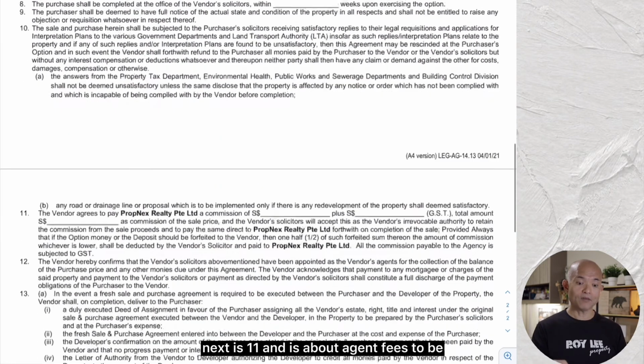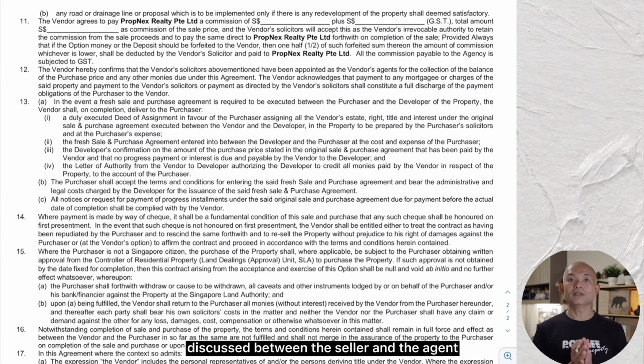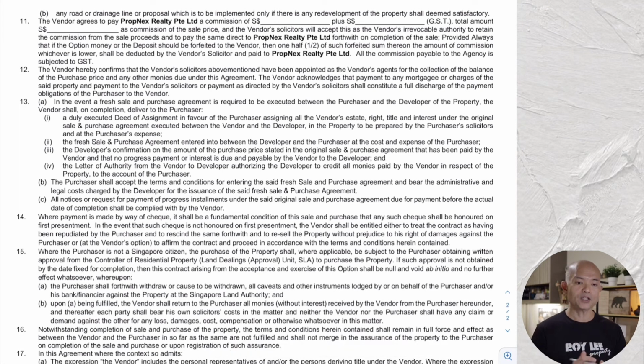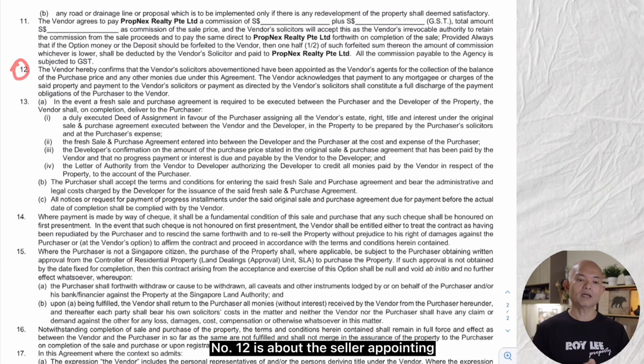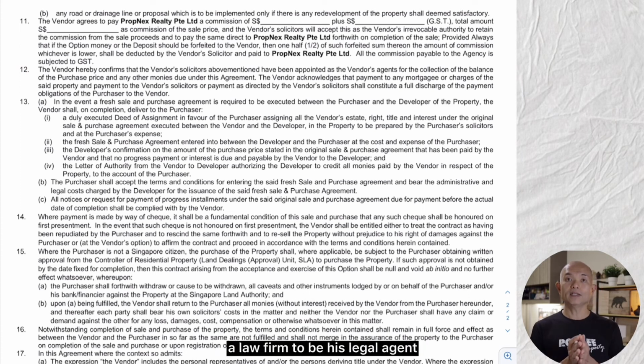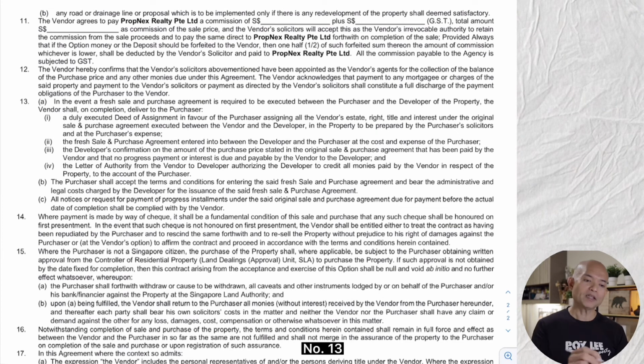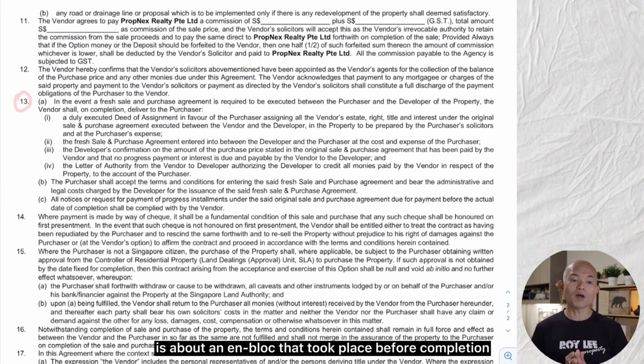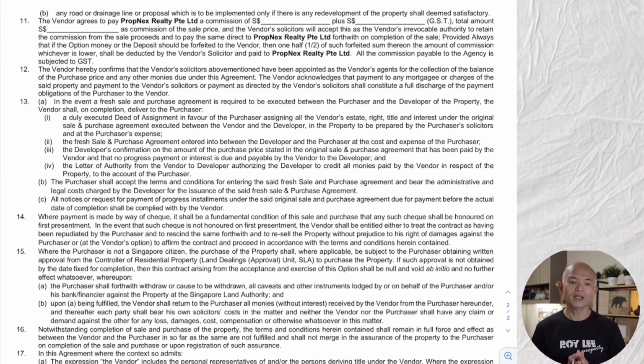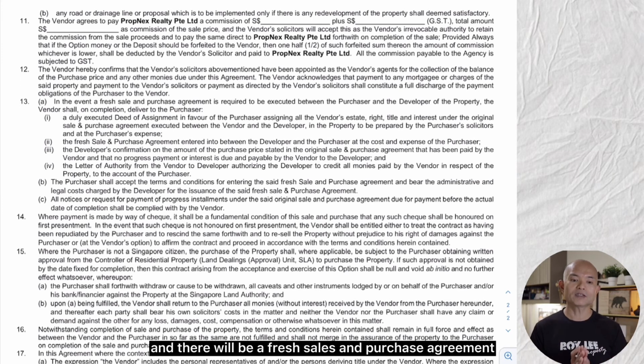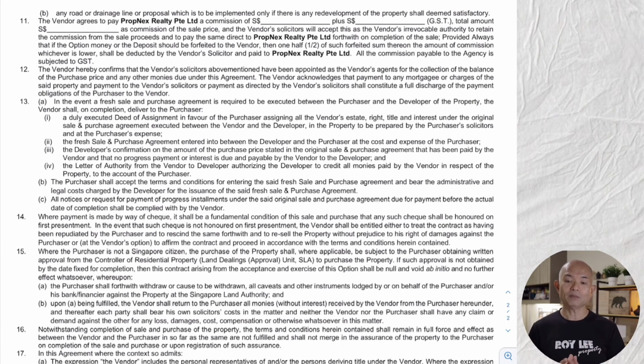Next is 11, and it's about agent fees to be discussed between the seller and the agent. Number 12 is about the seller appointing a law firm to be his legal agent. Number 13 is about an en bloc that took place before completion, and there will be a fresh sales and purchase agreement that needs to be executed between the buyer and the developer. So this entire clause 13 will take care of that situation.